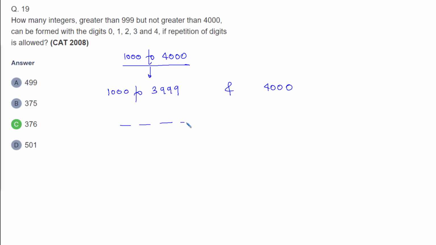So over here the first place can be 1 or 2 or 3. There are 3 ways in which we can fill the first place. The repetition is allowed, so all these 5 digits are possible at each of the places. And this is one number that also we need to consider. So 125 into 3, 375 plus 1, 376 is the answer of this question.